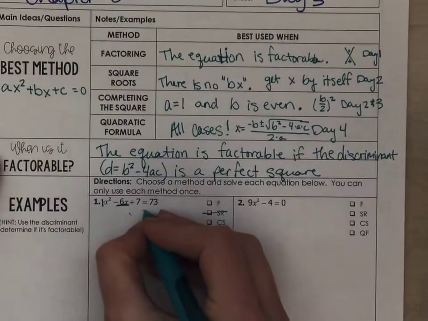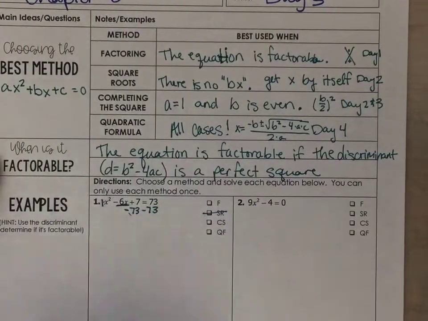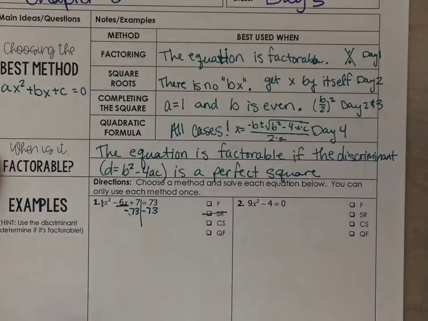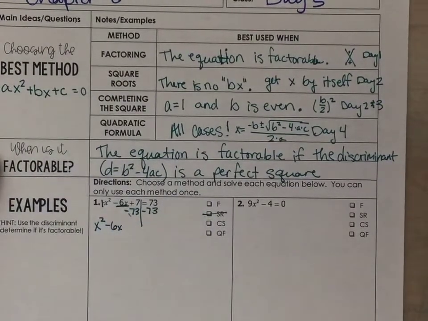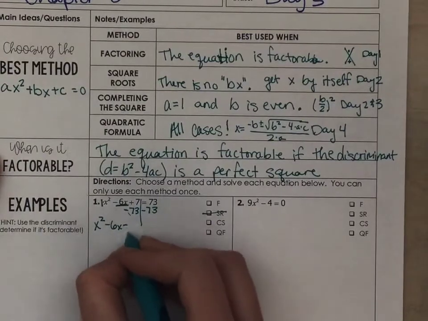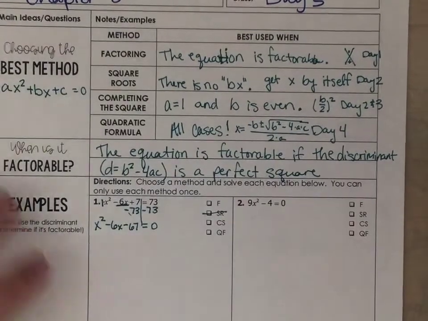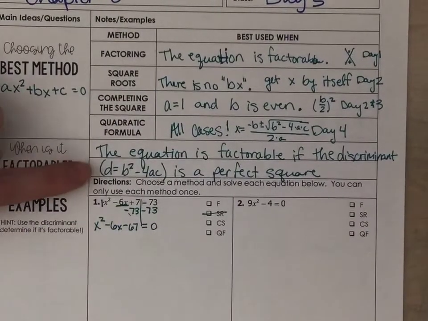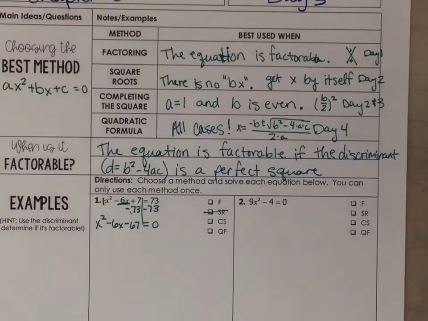So I'm going to subtract 73 from both sides. That's left and right of the equal sign. And so my equation would say x squared minus 6x minus 67 equals 0. And so what I'm going to do now is use this discriminant to see if this might be a factorable equation.